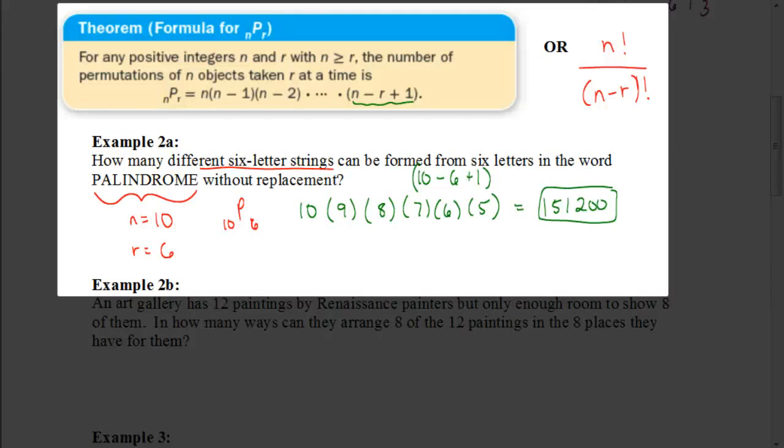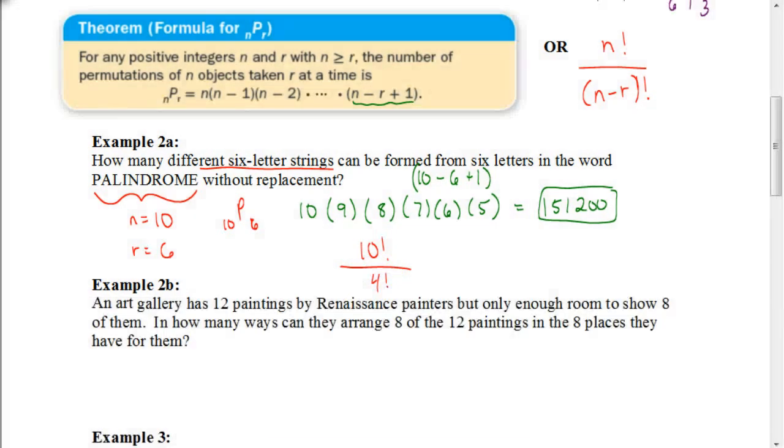Now, again, there's another way that we could find this, by using factorials, and that would be taking 10 factorial and dividing that by n minus r factorial. So in this case, 10 minus 6, or 4 factorial.